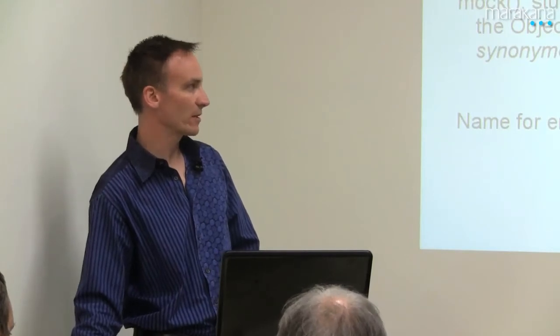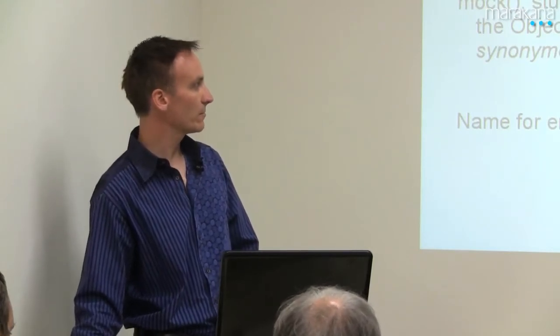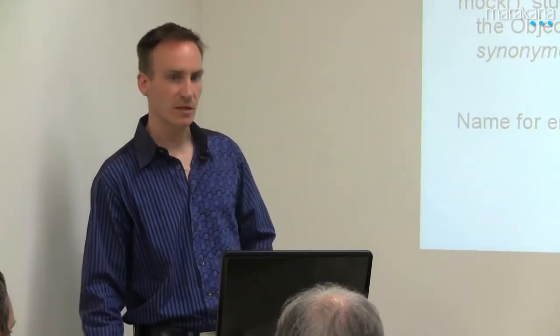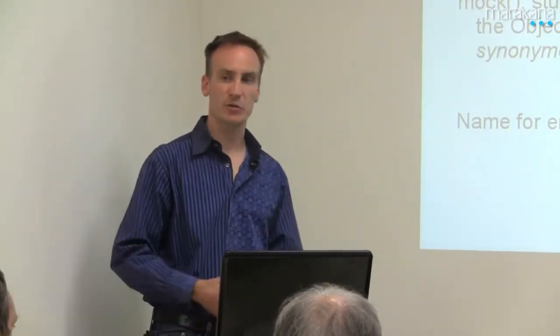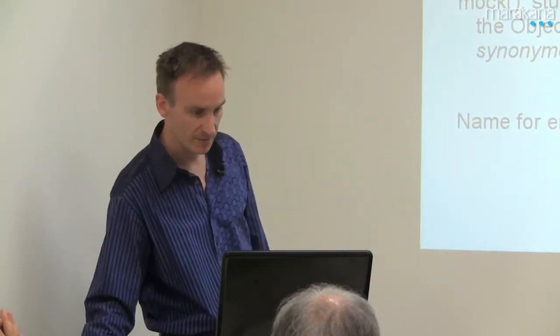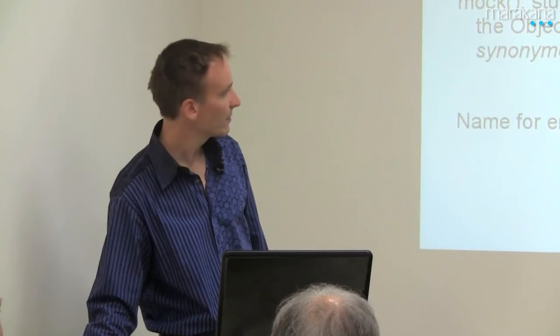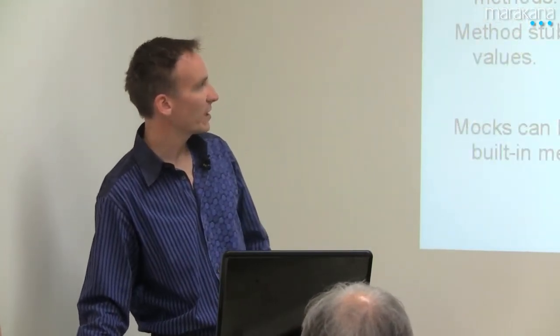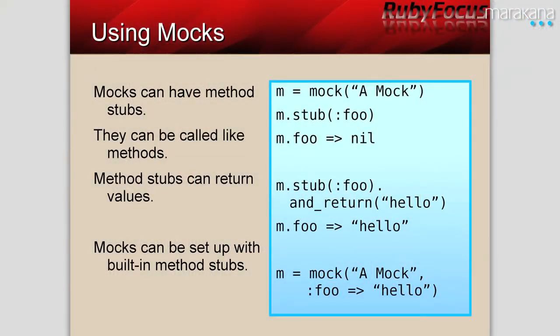So what do you want to do with a thing like this? How is this useful? This is useful by being able to put methods on it. This thing is just an object, and it can pretend to have methods. That's why it's called a mock. It's a stand-in for something. Okay, how do we use these guys? Here. So, mock's kind of method stub. So I create my mock here, and then I say m.stub.